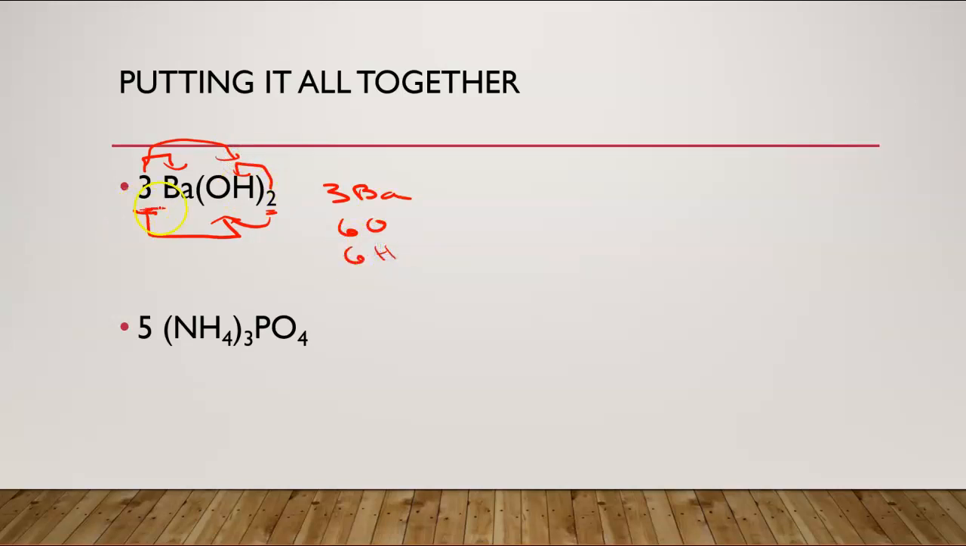See, this is the same. This 3 is basically the same as writing Ba(OH)2 3 times. Ba(OH)2, Ba(OH)2. So that's why we have 3 Bas. And then there's 2 oxygen here, 2 oxygen here, 2 oxygen here. That's where you get the 6. Same with the hydrogen.